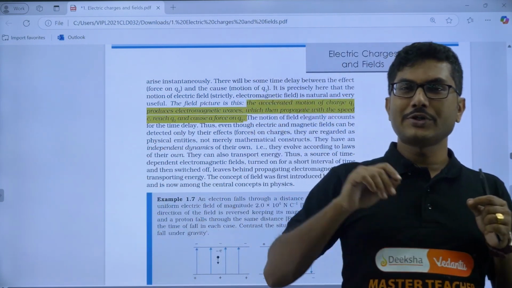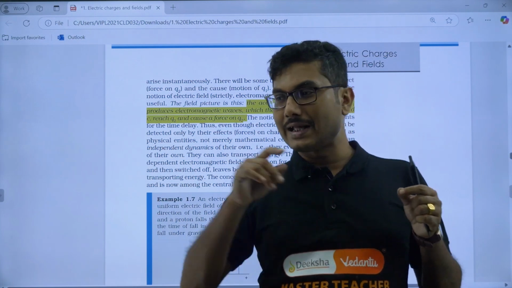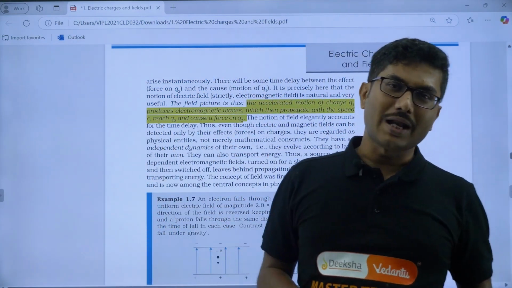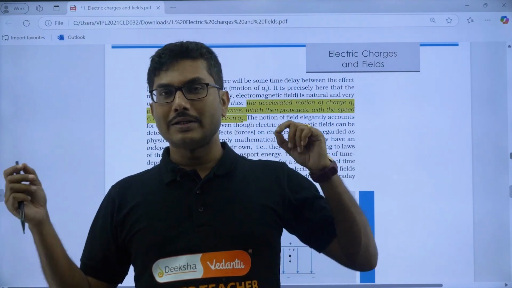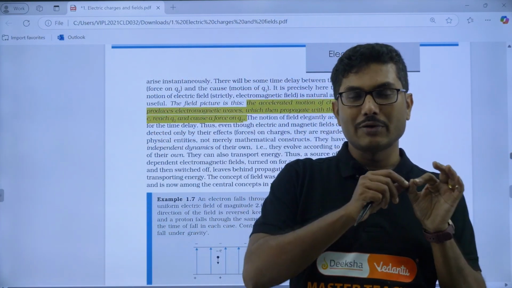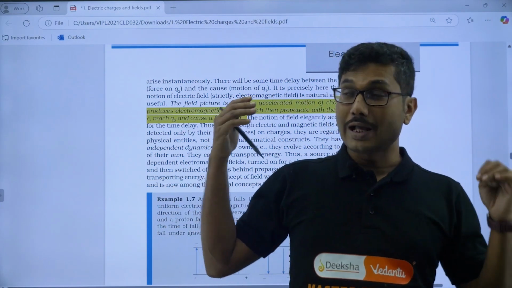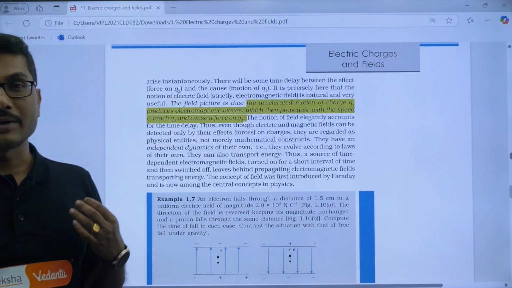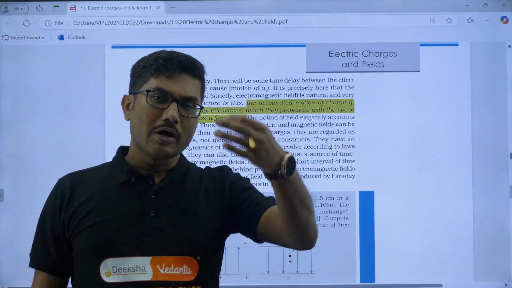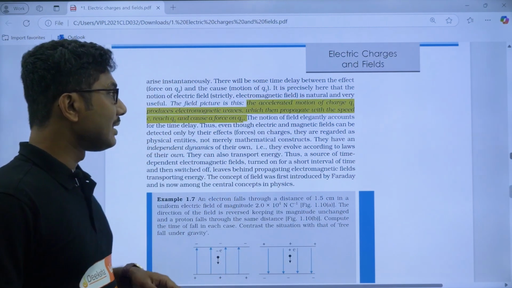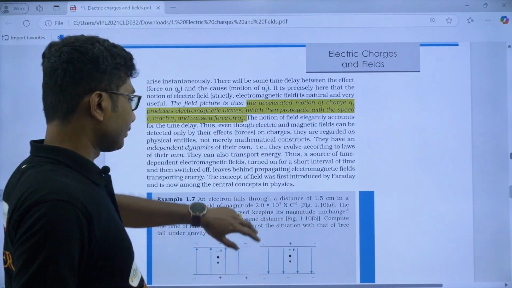The information that there is a new charge present will travel at the speed of light. Even though there is no physical significance here, if this charge was accelerating, there would have been an electromagnetic wave. So the main takeaway from this line is that an accelerating charge can produce an electromagnetic wave. We will learn about that in the electromagnetic wave chapter, but you should remember this fact as well.